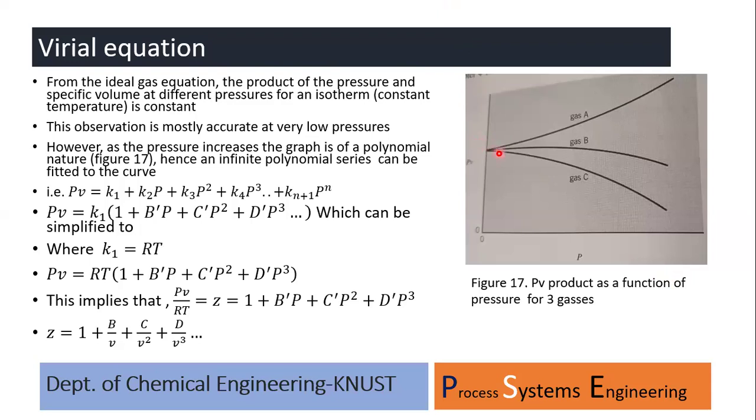When we say it's polynomial, it's because there's going to be some kind of curve or turning point. That's why it looks like a polynomial expression. So instead of saying PV is just equal to RT, our constant term, we have it in a polynomial form. Maybe K1 is the constant, then K2 times P, because it is a function of pressure, then K3 times P squared, K4 times P cubed, and we just keep going.